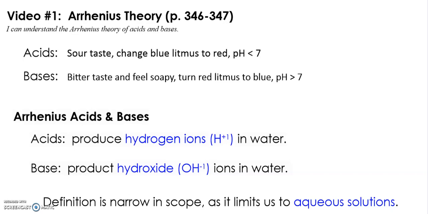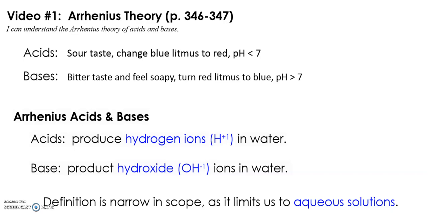Bases have a bitter taste and a very soapy feel. Or they feel like soap. So like soap is a base and it's very slippery. They turn red litmus paper blue, or they would take blue litmus paper and it would stay blue. And their pH is greater than 7. So less than 7 is an acid, greater than 7 is a base. Anything that is right at 7 would be neutral.